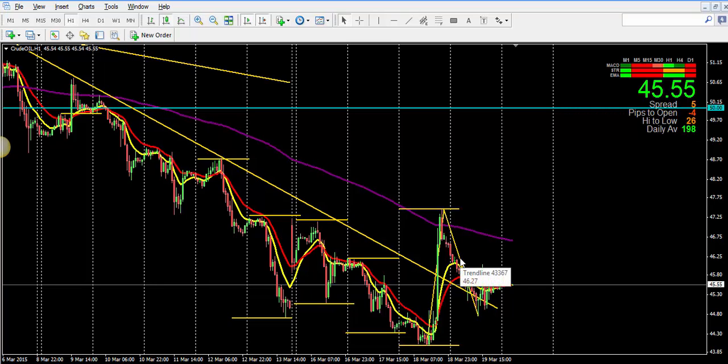So here's the thing. If the buyers, this is just a fake out breakout, that's what I would consider it, a big fake out breakout correction, and the market still wants to go and make new lower lows. So this is the thing that I expect.